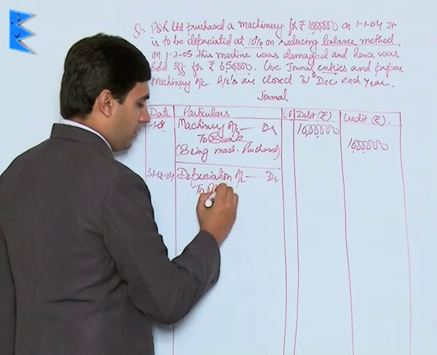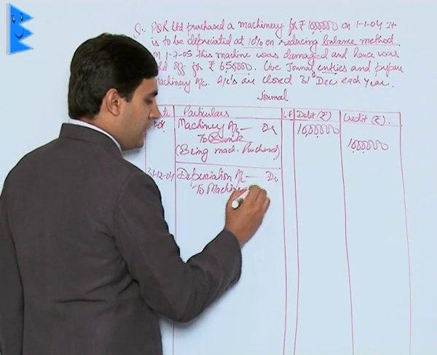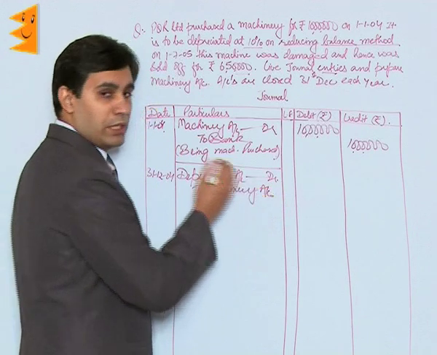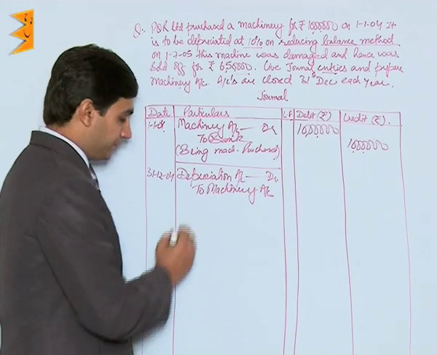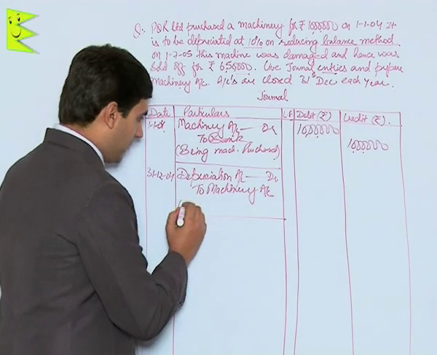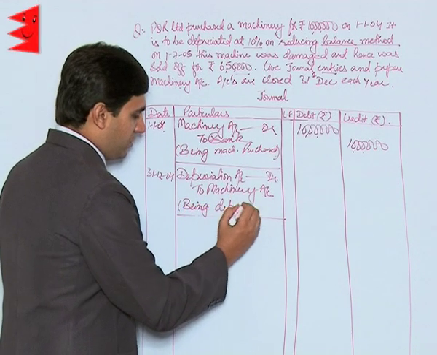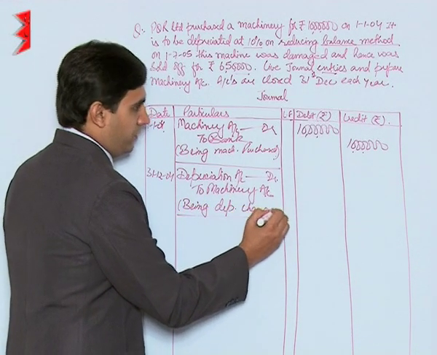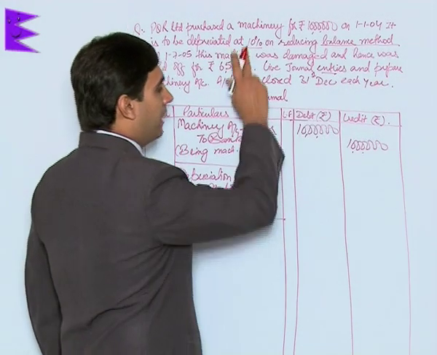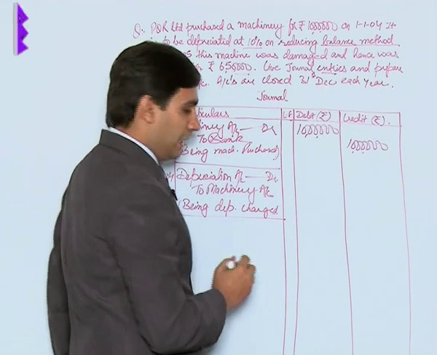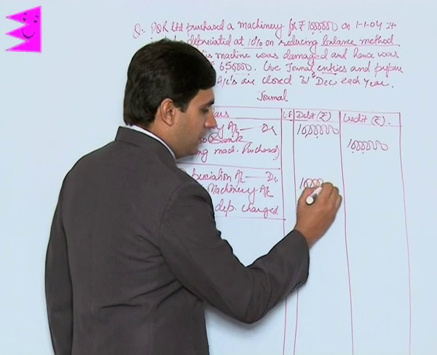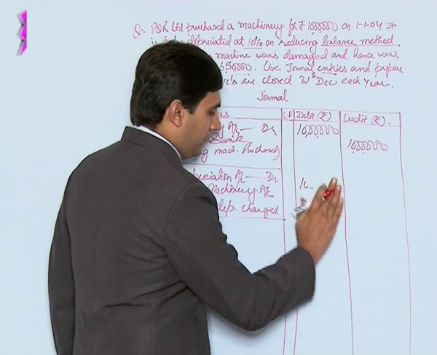that is depreciation account debited to machinery account. Now again the rules are same, depreciation is a nominal account, so debit all expenses. The narration in this case would be being depreciation charged, and it would be 10% of rupees 10 lakh, that is rupees 1 lakh.